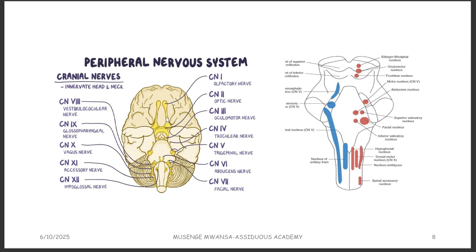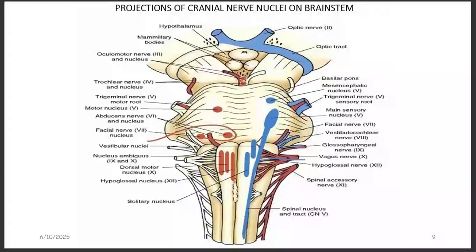and you can see the different nuclei that are found in the brainstem. Okay, for example, I've got the Edinger-Westphal nucleus on top. You have got the oculomotor nucleus, you have got the trochlear nucleus, and then as you come down, you have got the motor nucleus of the fifth cranial nerve, the abducens nucleus, the superior salivatory nucleus, and then the rest of them, which we would discuss.